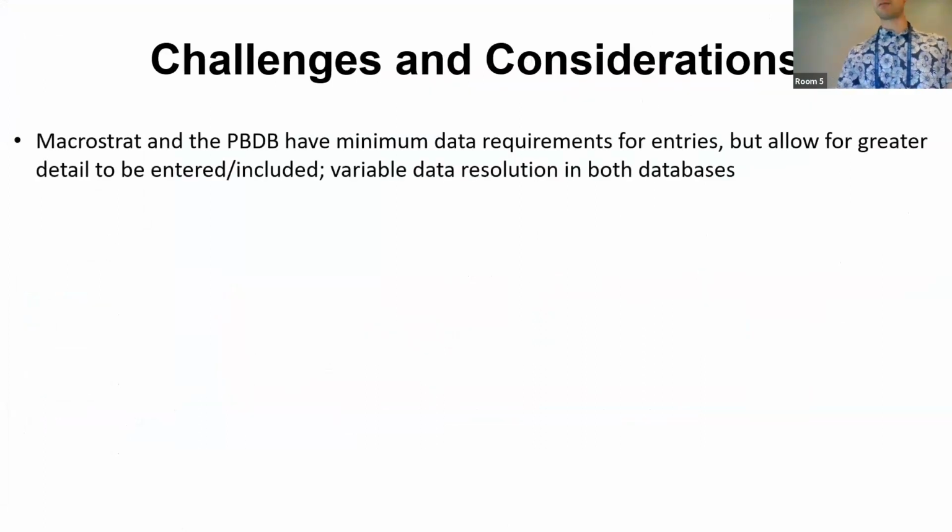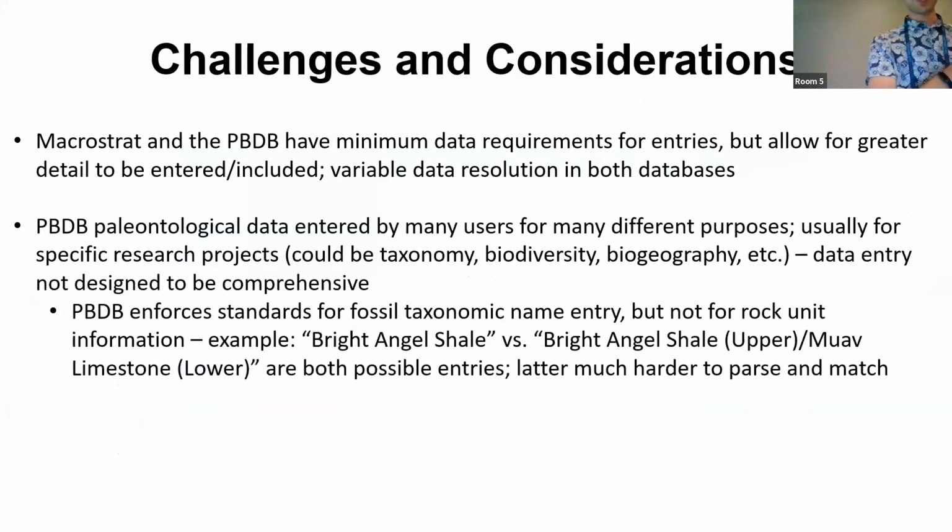All right, so some of the challenges, and I'm going to run through these pretty quick, that did come up: Macrostrat and the PBDB, shortened to paleobiology here, have minimum data requirements for entries, but allow for greater detail to be included. So the forms have some required fields, but there's a lot of optional data you can add in terms of metadata or collection data. Instead of persistent identifiers, a lot of these samples come from museum collections, for instance. It's been entered by many users for different purposes, right? There are a lot of people with different research goals when they enter, especially the fossil data.